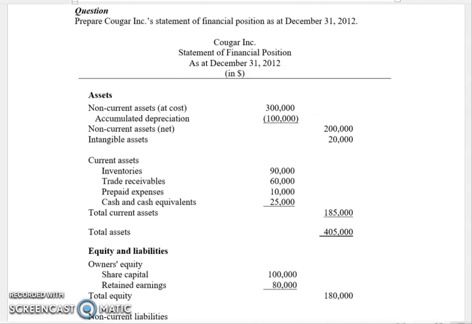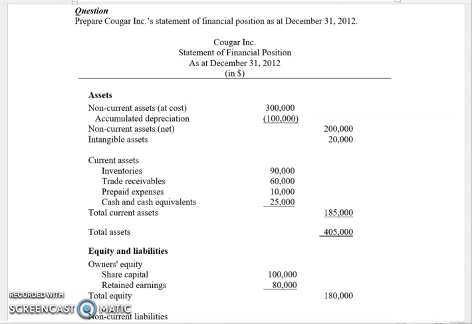So now it's saying that our non-current assets have a net value of $200,000. That's the amount that hasn't been depreciated yet, or the value that the company feels is still left in the asset. Okay, so then the next section is our intangible assets. That could be something like copyright. Then we have our current assets.